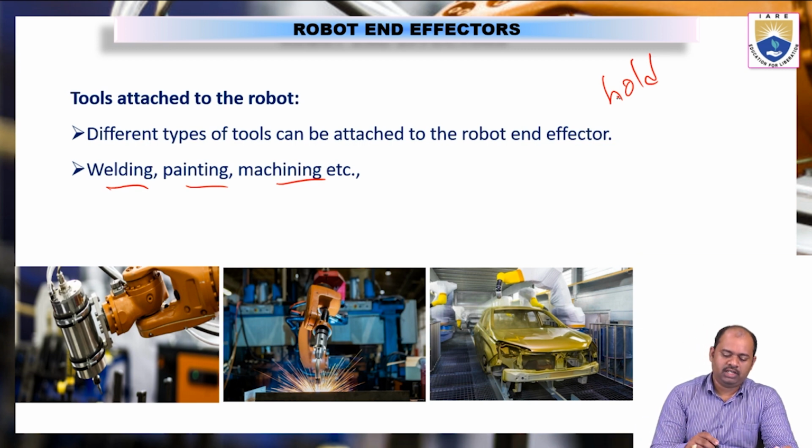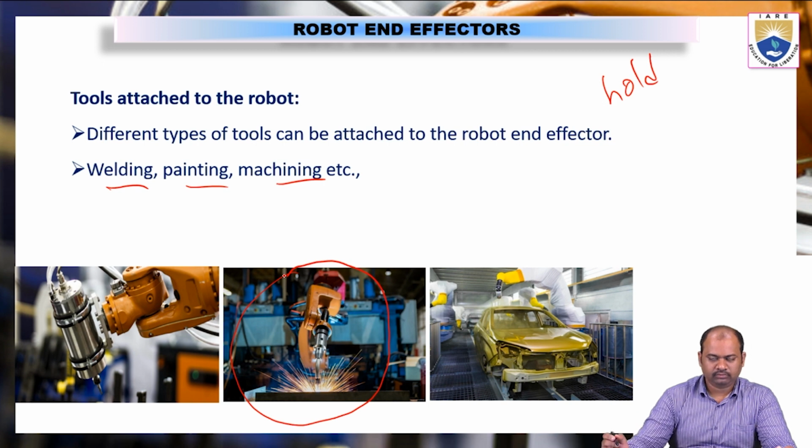Different operations like welding, like we can weld the parts. See here, the robot is welding a metallic plate. The robot itself is holding the welding torch, and it is doing the welding operation on the metal plate. So there is no need for a human.